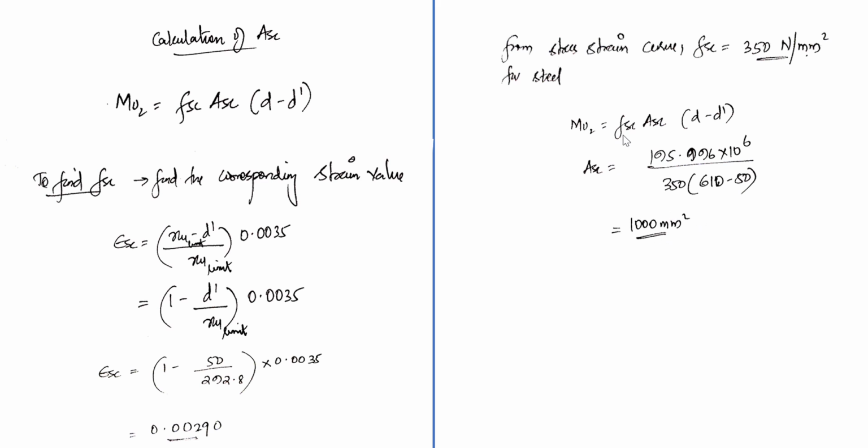Now that I have the value for FSC, the only remaining value here is ASC, which you will get as 1000 mm square. That is, AST, the total tension steel, is equal to AST limit, which you have obtained corresponding to the section as a balanced section, plus AST2. That is 4911.7 mm square, and ASC you will get as 1000 mm square.